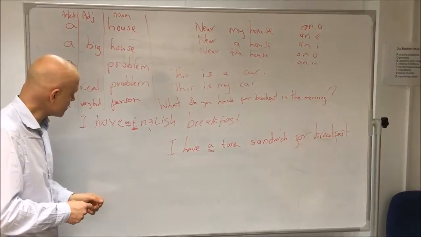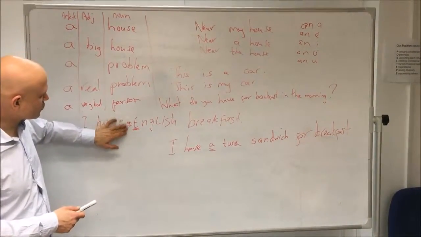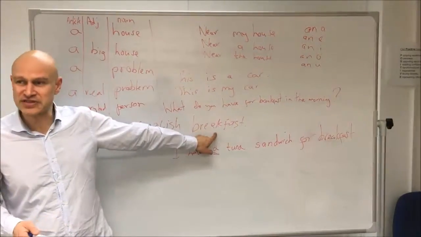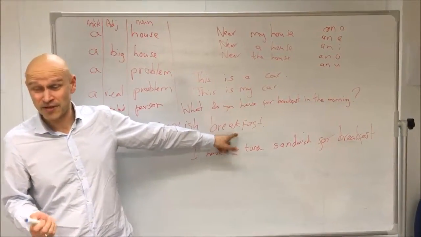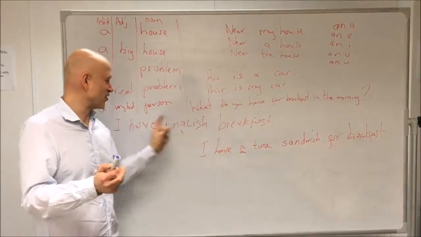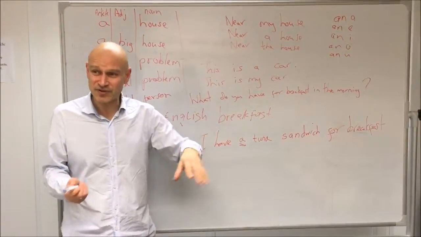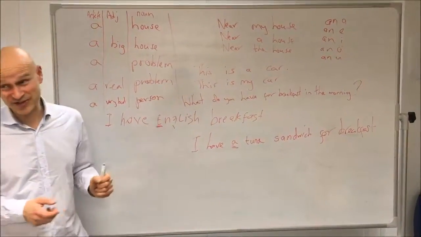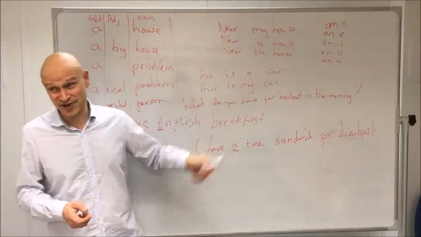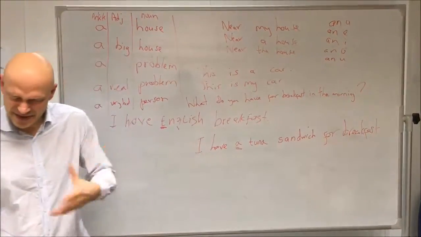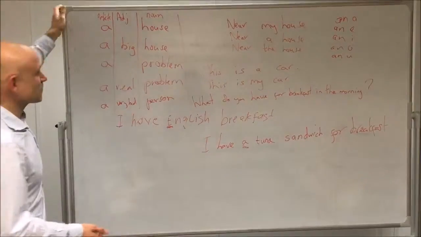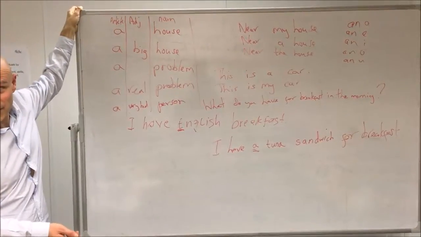It was very nice. Some people don't even use an article here because breakfast is uncountable. But I just wanted to show the difference between a or an. But because breakfast is actually uncountable, we actually don't even use the article. We just say, I have English breakfast, okay? But there's something about an English breakfast that I like. Anyway, then we moved on.